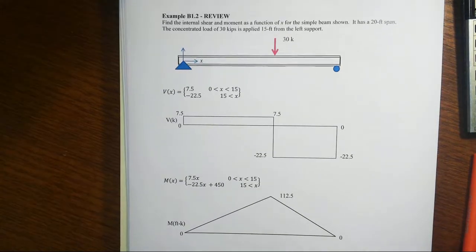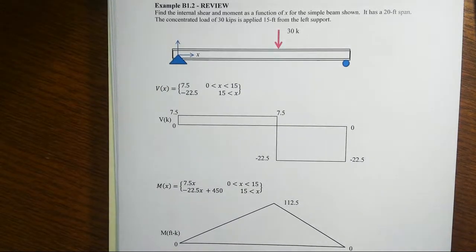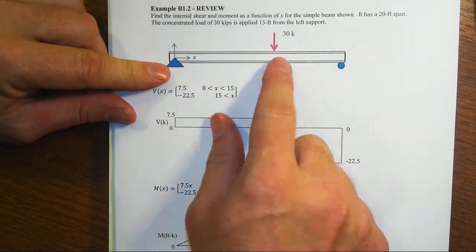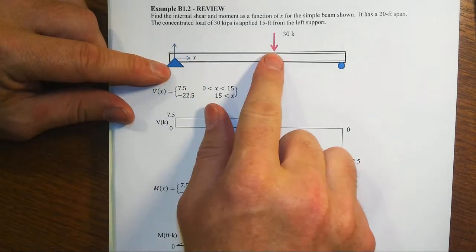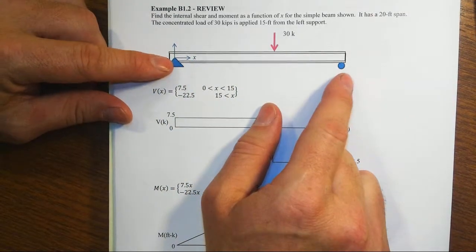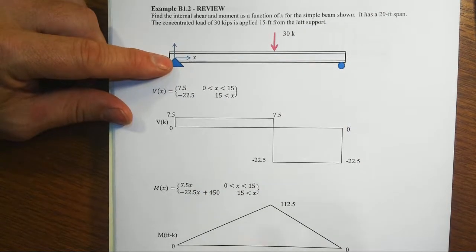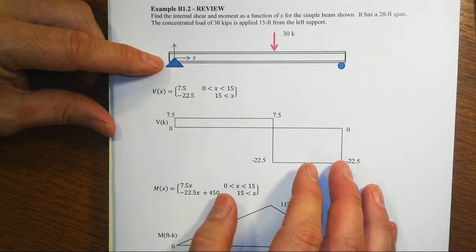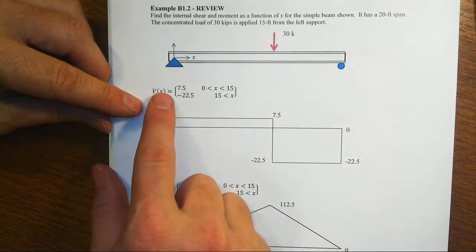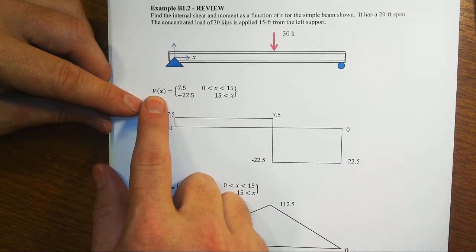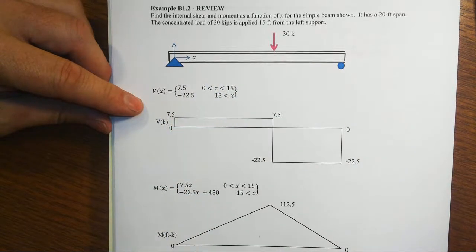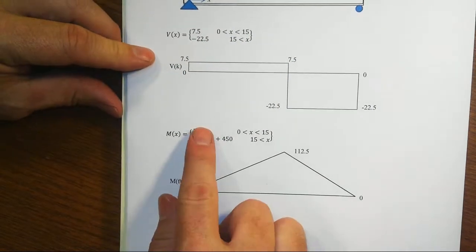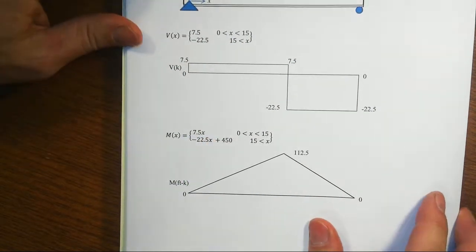Okay, last time we looked at this beam here, a simply supported beam with a concentrated load that was 15 foot over from the left support, with a 20-foot span. Through a sequence of free body diagrams, we came up with the functions for the internal shear, both to the left and to the right, as well as the bending moment to the left and to the right of the applied load.